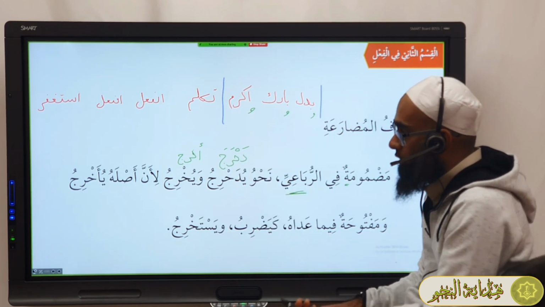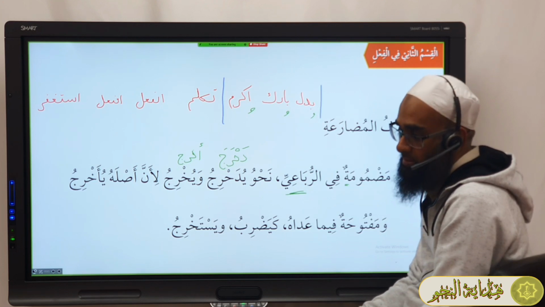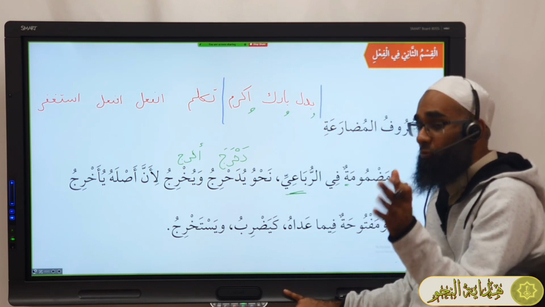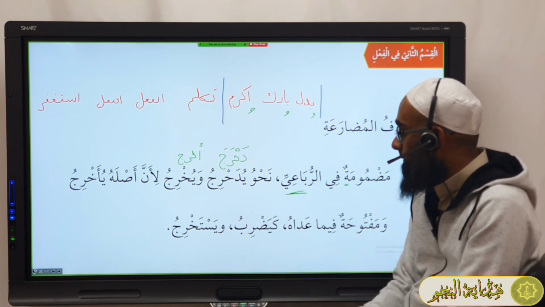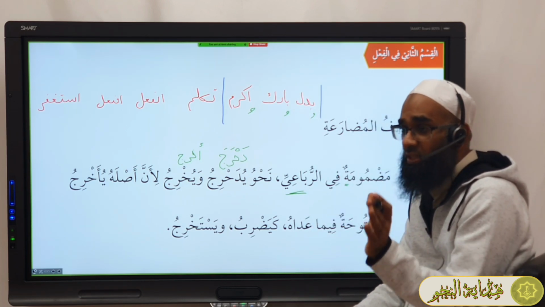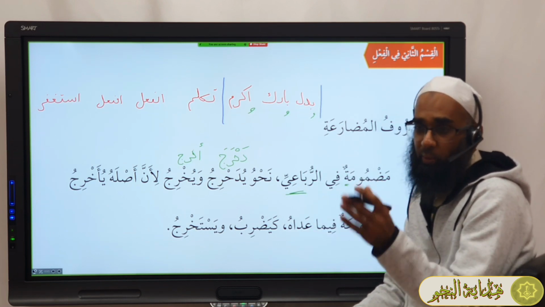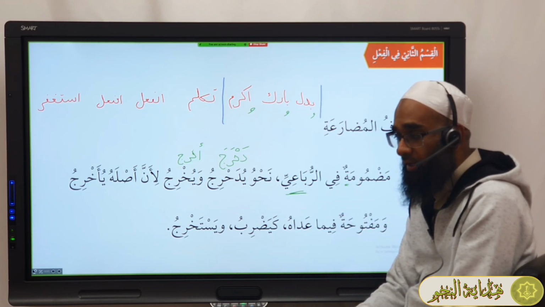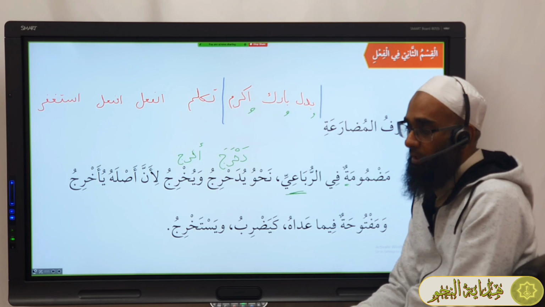So akhraja, yu'akhriju, and the madhi is akhraj. So all these are 4 letters. So he's not looking at the root letters, that's my mistake. He's looking at what you get on the paper. So anytime you have 4 letters in the madhi, whether the huruf asli or huruf za'ida, the alamatul mudhari of that mudhari will always be madhmum.